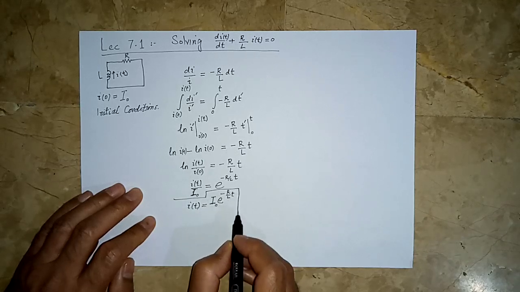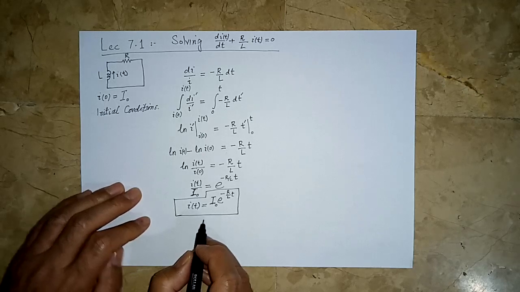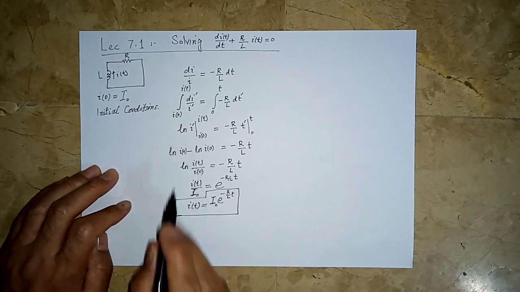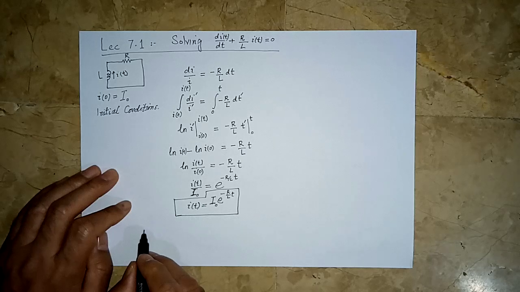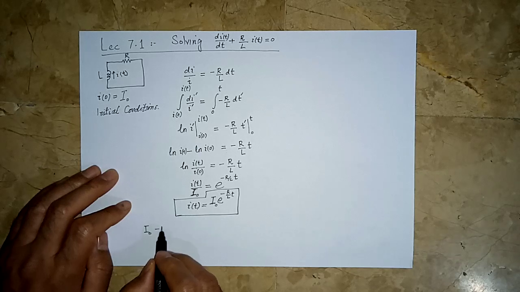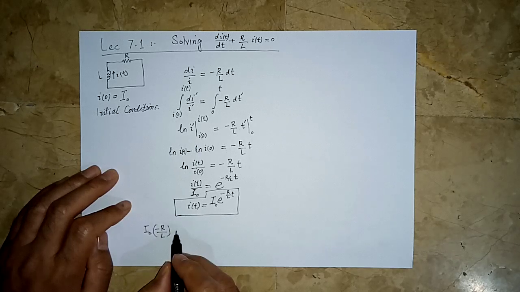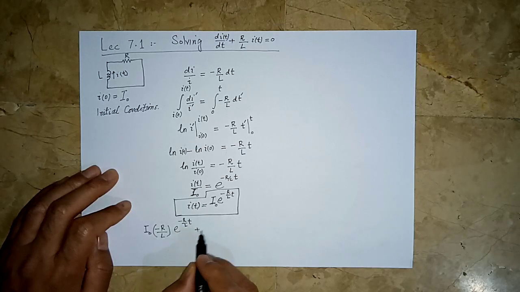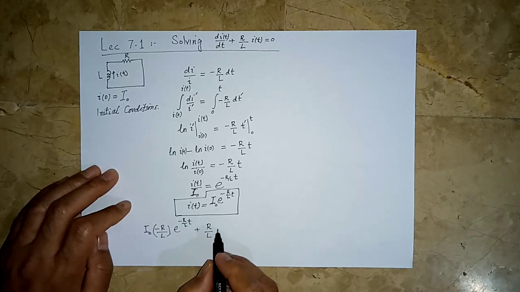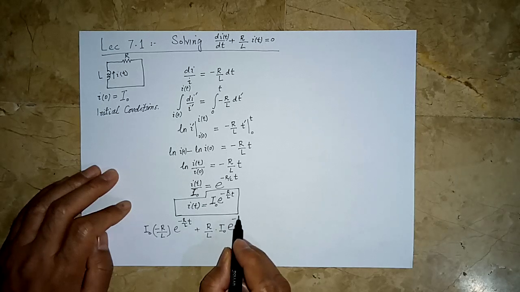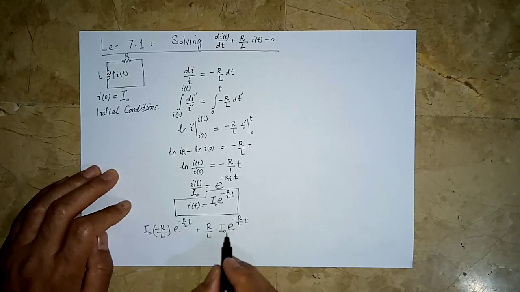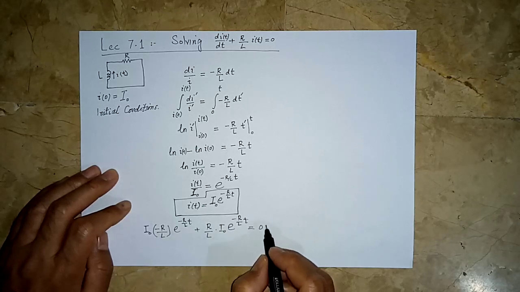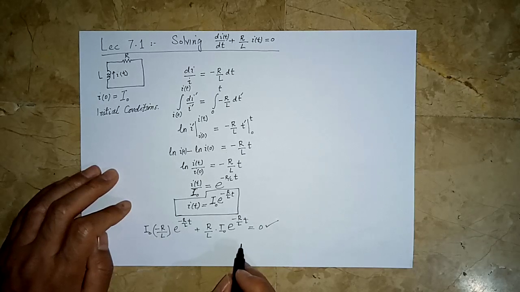So we got an expression for it that we were looking for, but let us see whether it satisfies the original equation or not. So if we put this in the original equation, we are going to get I naught times minus r over L e raised to the power minus r over L t plus r over L into I naught e raised to the power minus r over L t. So is this equal to 0? Yes, it is 0. So it satisfies the original equation because this is the negative of this same term.